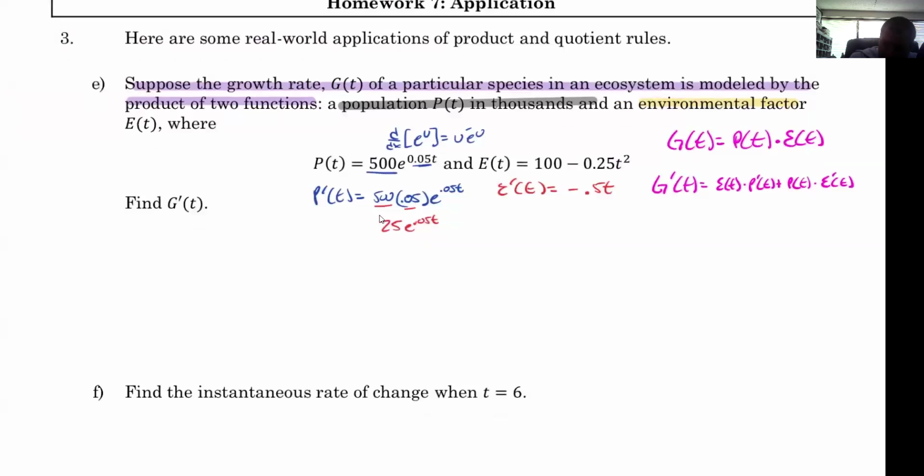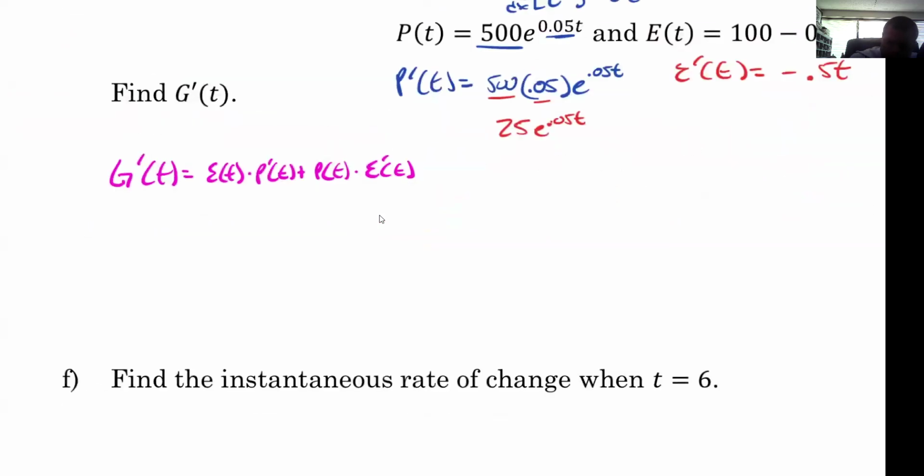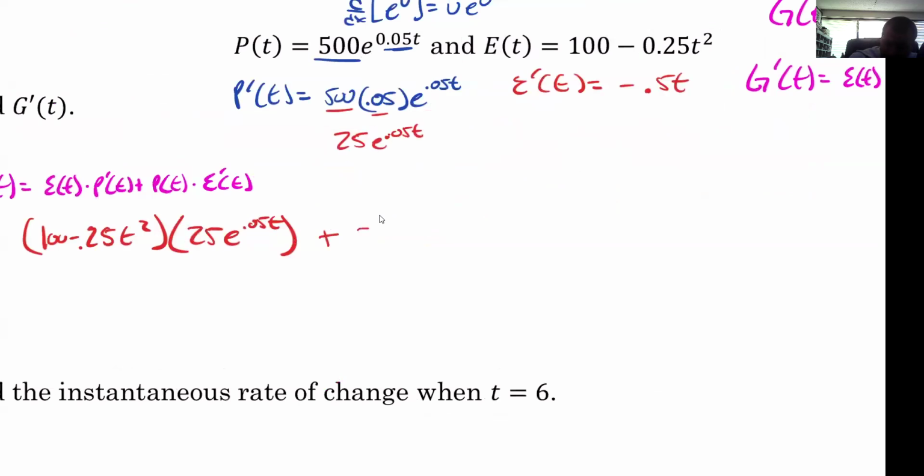All right, so then when I plug in everything, here's our product rule. We're going to get our environmental factor, 100 minus 0.25t squared, times P prime, which is 25e to the 0.05t, plus 500e to the 0.05t times negative 0.5t.